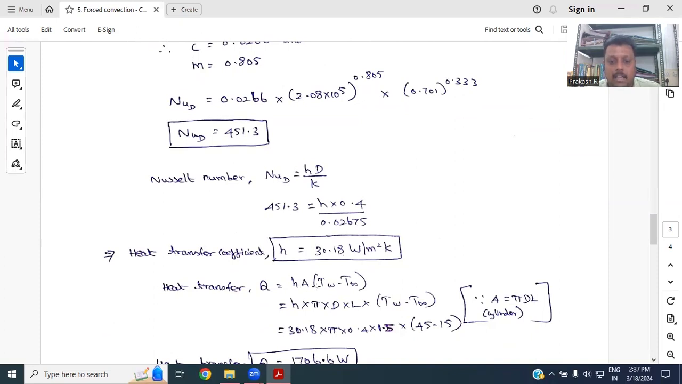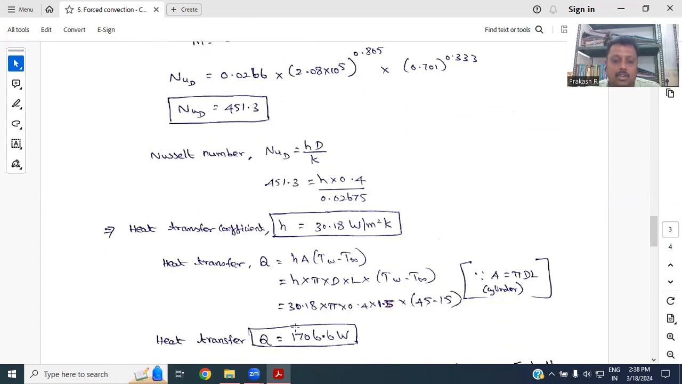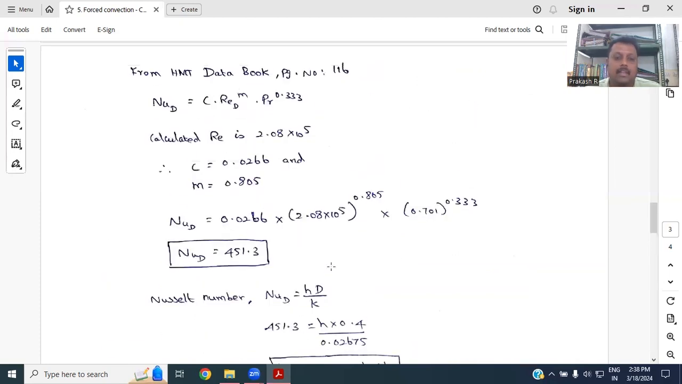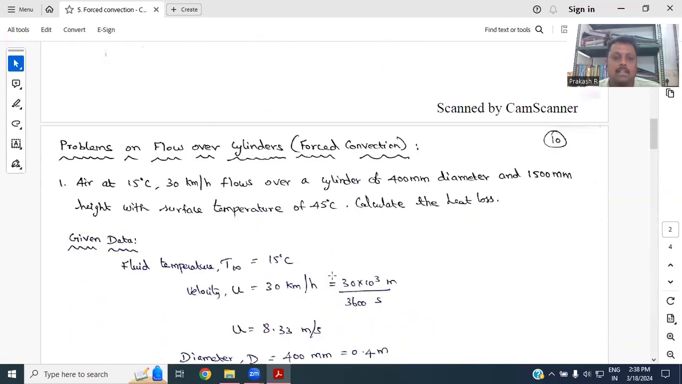We know the value for A. The formula for A is for a cylinder. The cylinder surface area formula is pi d L. We know the D value, we know the L value. Pi is the constant value 3.14. TW and T infinity are given in the problem data itself. Therefore, by substituting all these known data, the only unknown is Q. Therefore, Q is equal to 1706.6 watts, the heat transfer value for the cylinder. So this is the problem of cylinders.